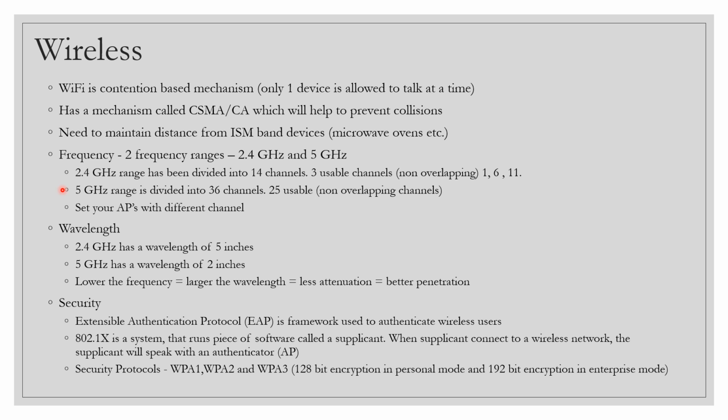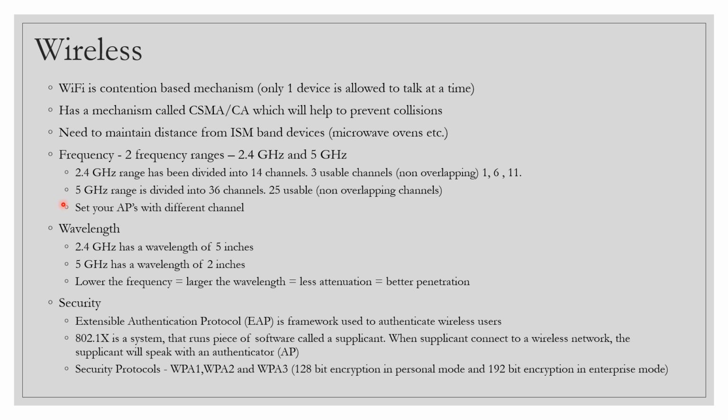Now, when you want to set up your wireless access points, or the APs, you have to make sure that you set them up with different channel numbers. So let's say you have four APs, and if you set all four with the same channel number, 1111, and in the center you keep a user, the user will be confused about which AP to take the frequency from.